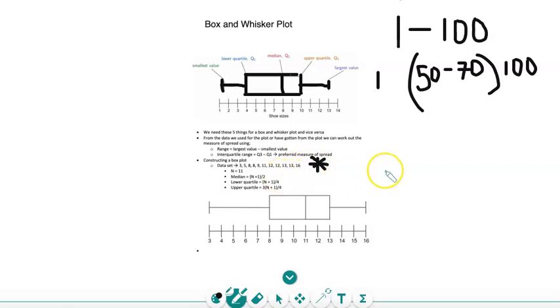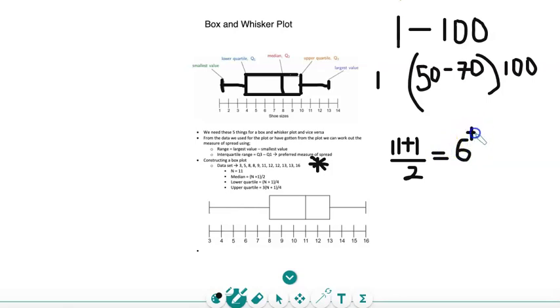So in order to find our median, we first need to know the total number of data points we have. Here we have 11. Now, to calculate our median, we calculate n, which is 11 plus 1, divided by 2. So 11 plus 1 divided by 2 would give us 12 divided by 2, which gives us 6.